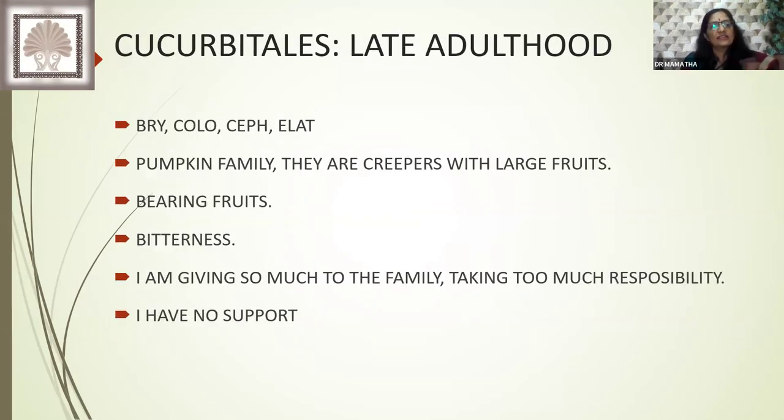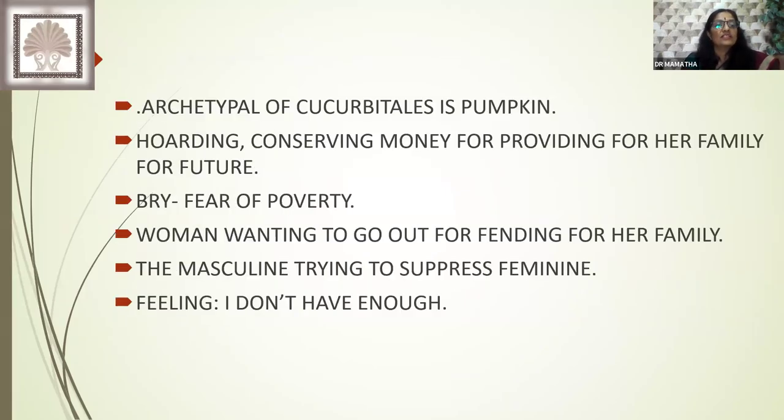So next is the Cucurbitales order, the late adulthood. Here you will find Bryonia, Colocynth, Cephalandra indica and Elaterium as the identifiable main remedies. So this is the pumpkin family. They are creepers bearing large fruits. Bitterness. I'm giving so much to the family. Taking too much responsibility. I have no support. So this is the feeling. The archetype of Cucurbitales is the pumpkin.